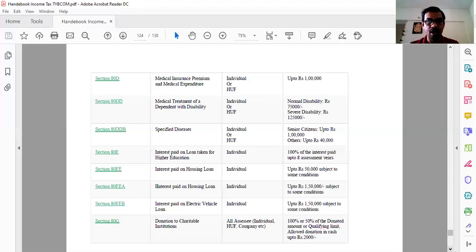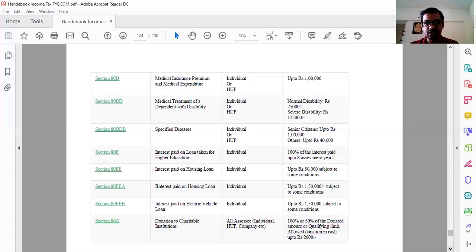Interest paid on housing loan. It is implemented in the assessment year 2018-19, and it is applicable in case of the individual up to rupees 50,000 subject to the concerned conditions. Okay, that is the limit. The next one is section 80EEA. Interest paid on housing loan. Okay, it is also applicable for the individual, and it is up to rupees 1,50,000 subject to some conditions.